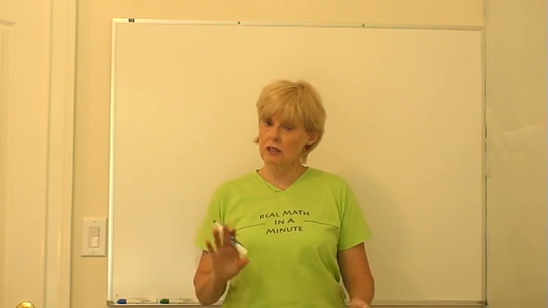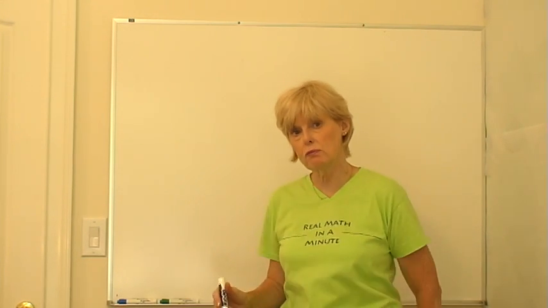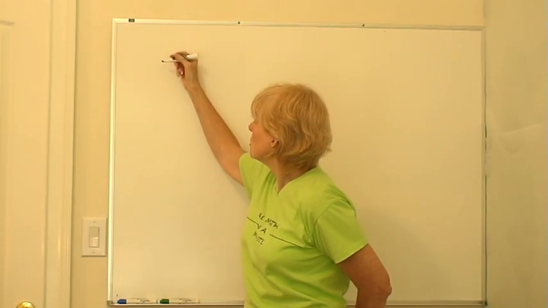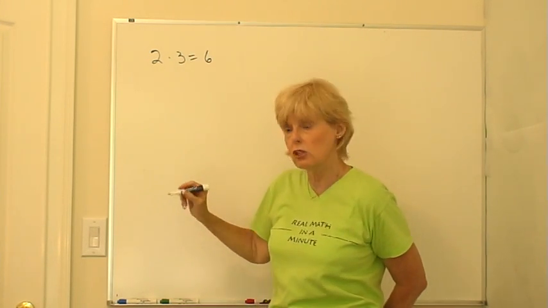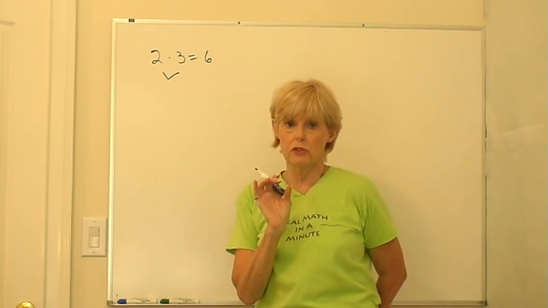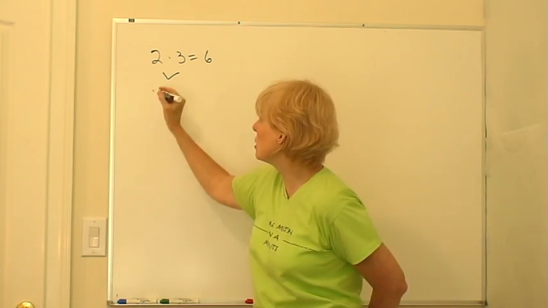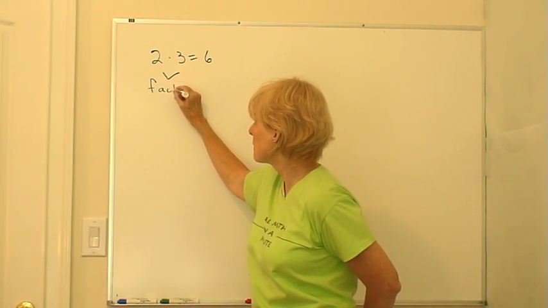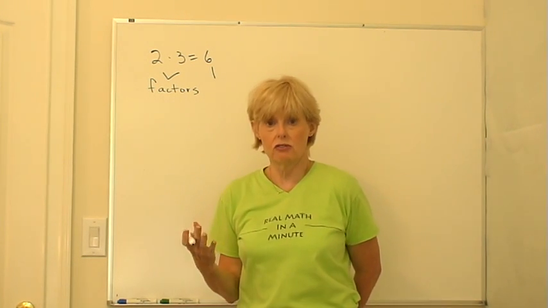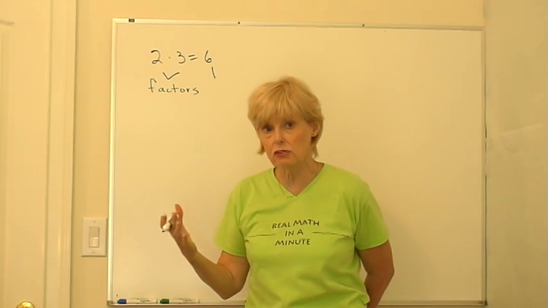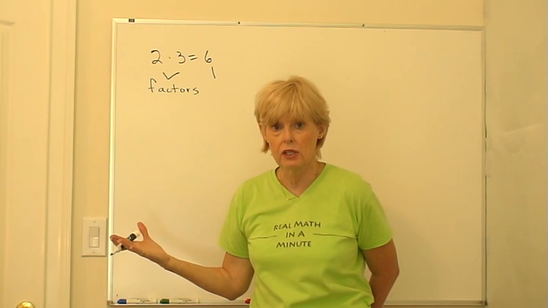I always try to connect back to arithmetic, so back to arithmetic just for a minute. You know how you would have 2 times 3 is 6 in arithmetic, and you would learn that these two, the numbers that were multiplied together, were called your factors. And then the number that you got would be called your answer or your product. And so that's multiplication, no problem.